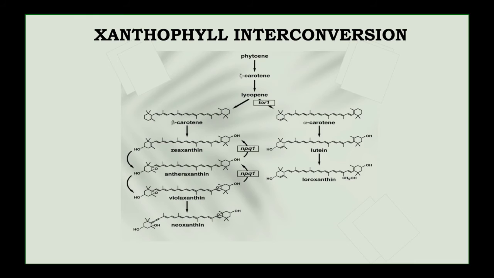Now, the xanthophyll interconversion is very interesting. It starts from phytoene, which is converted to zeta carotene and will produce the red pigment lycopene, which is present in tomato, as you know. Under the action of the lycopene cyclase gene, it will be converted to beta carotene and alpha carotene on each side, and then beta carotene may produce zeaxanthin, antheraxanthin, violaxanthin, and neoxanthin. These are all yellow in color, and on the other hand, alpha carotene might produce lutein and loroxanthin, which is reddish yellow in color.